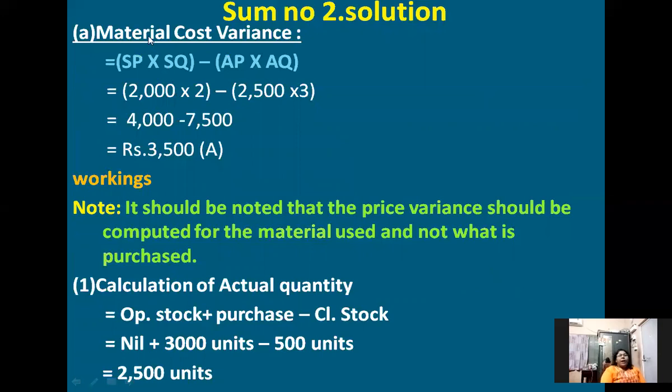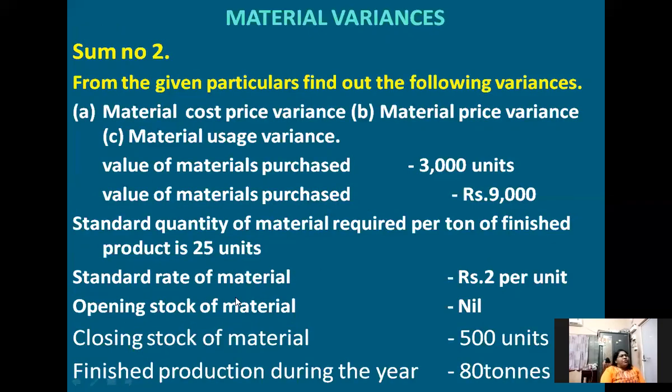The first thing I calculated is the material cost variance. I applied the usual formula, SP into SQ minus AP into AQ. Then the standard price, and we need to calculate the actual quantity and standard quantity. Both pieces of information are not available directly in this problem. Again, I'm repeating, actual quantity as well as standard quantity is not directly given in the problem. We need to calculate them.